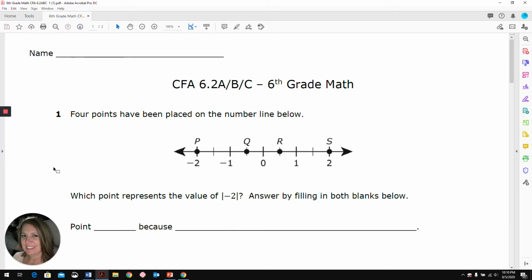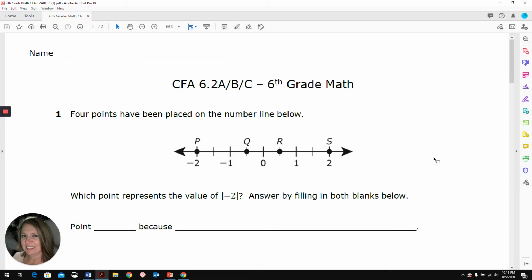This is CFA 1, and remember the whole idea behind the CFAs is that we find where students are confused and making mistakes before we get to the end of the unit so that we can help them correct those misunderstandings and hopefully understand everything by the time they get to that summative assessment. In order to do that, we need to not only ask them questions, but we need to get an idea of what they're thinking when they answer. And this first question is a great example of that.